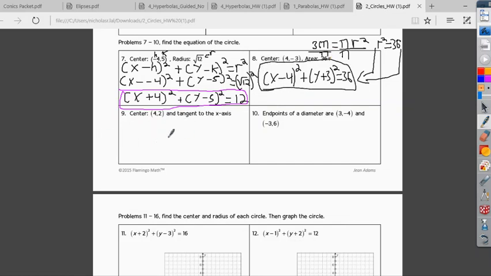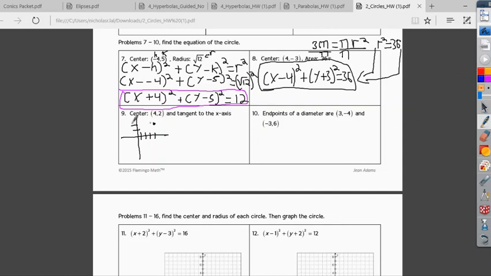For number 9, we have a center at 4, 2, and it's going to be tangent to the x-axis. So we have 4, 2. Let's draw this on the xy axis. So we have 1, 2, 3, 4, 1, 2. So this is our center at 4, 2. What it means for our circle to be tangent to the x-axis is that our circle touches the x-axis only at one point.